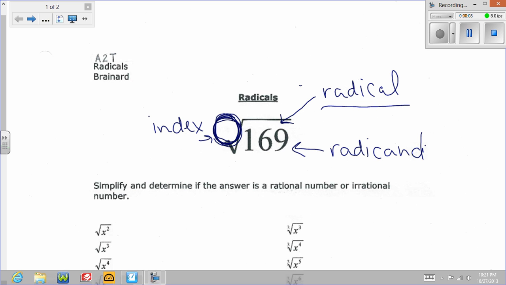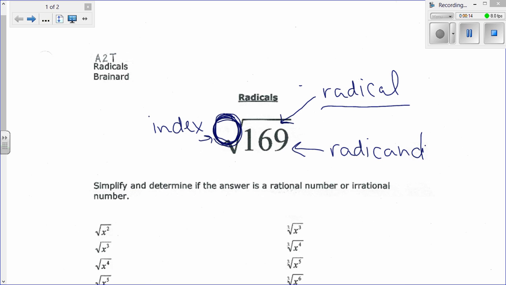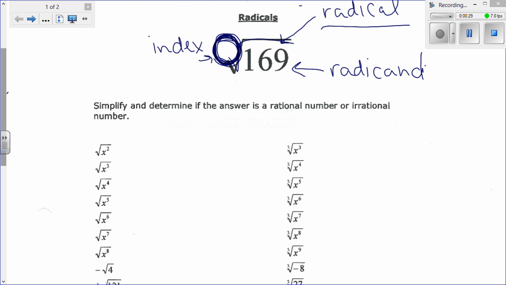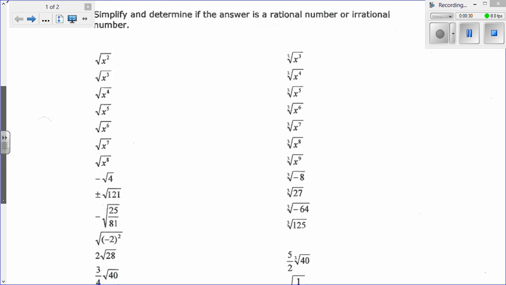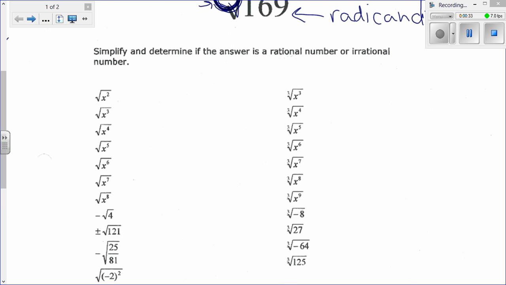You have learned them before, and we're going to be using what you learned and then learn some new things this year as well. The symbol that we have here is the radical. The number underneath it is the radicand, and sometimes we have a number up here in this corner and we call that the index, and that's for taking roots other than the square roots. So what we've got here is a bunch of different examples.